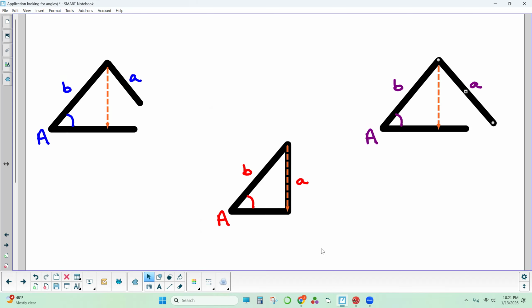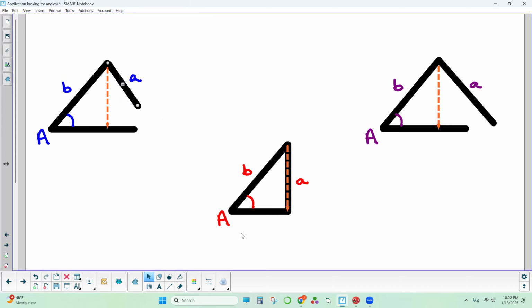To figure that out, we look at the relationship of the opposite side of the angle given and the height. These are all side-side angle triangles. If we compare side A, which is opposite our angle, to the height that I've drawn here in orange, you can see that if the opposite side A is shorter than the height, we cannot close the triangle. So this would give us no solution. There's no triangle to solve for.